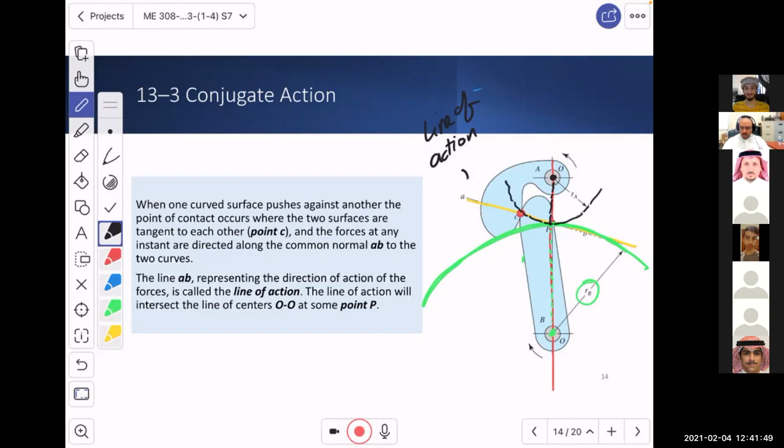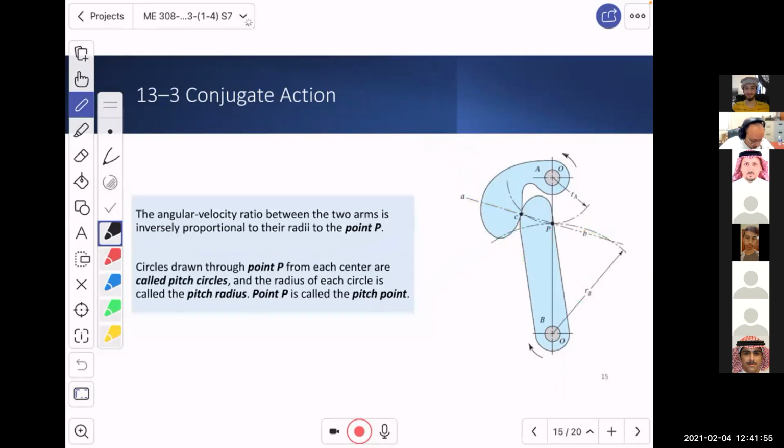Yeah? Now, why am I doing this? Well, this is what is coming next. Now, it turns out, ya shabab, that the angular velocity ratio between the two arms is inversely proportional to their radii to point B.